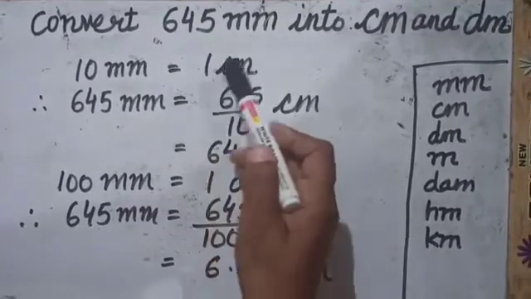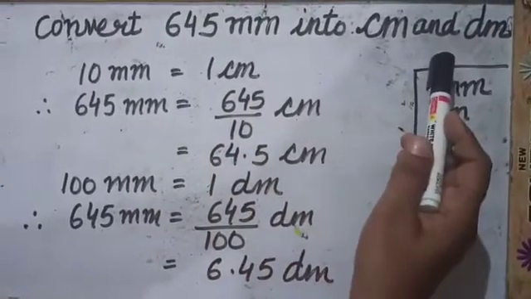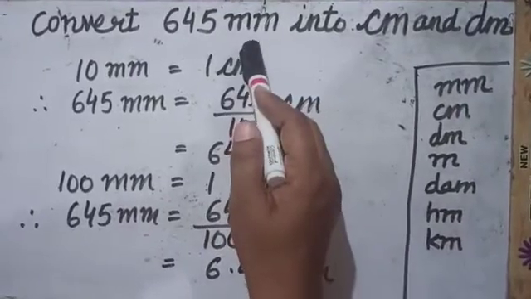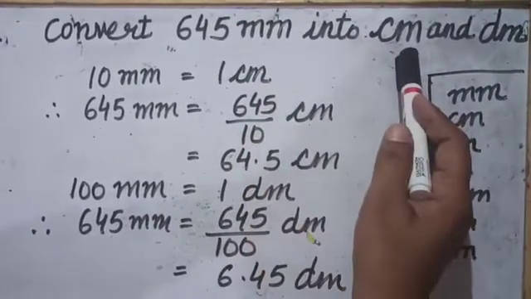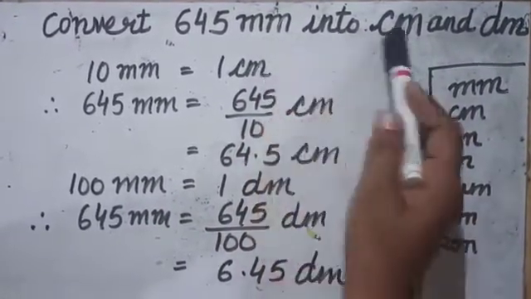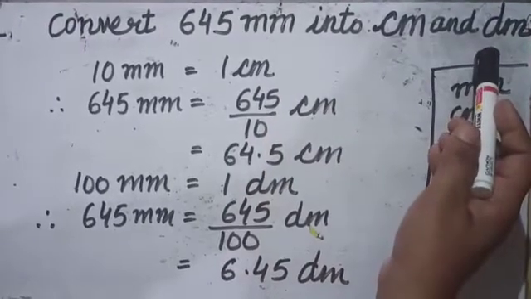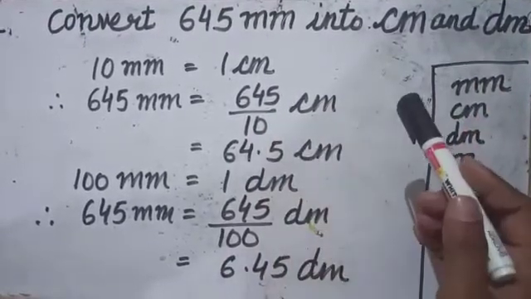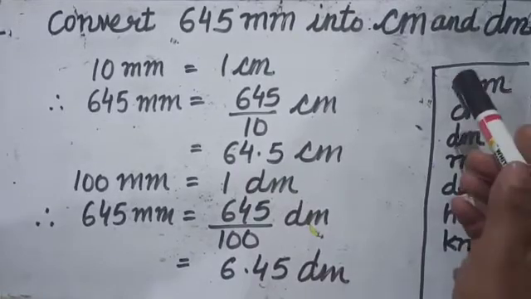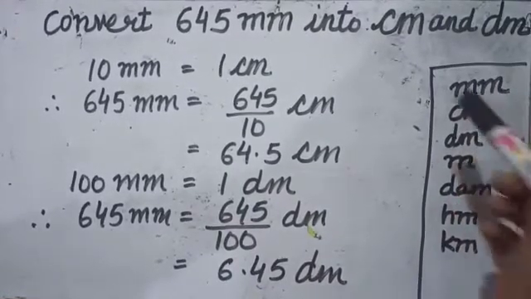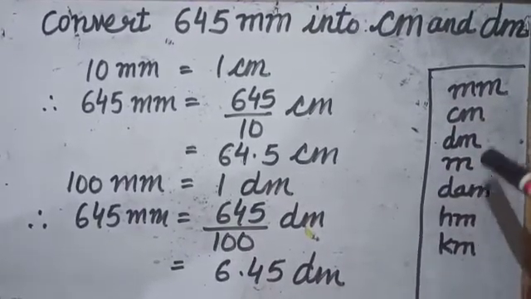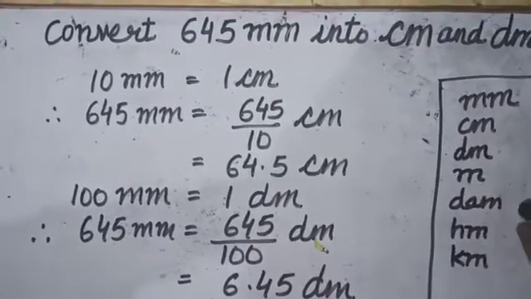Convert 645 millimeter into centimeter and decimeter. Now you can see this is a conversion of smaller unit into bigger unit. Millimeters are smaller than centimeter as well as from decimeter. So here we will divide when we convert smaller unit into bigger unit. Now we need the table of length. So we write the table of length on one side.